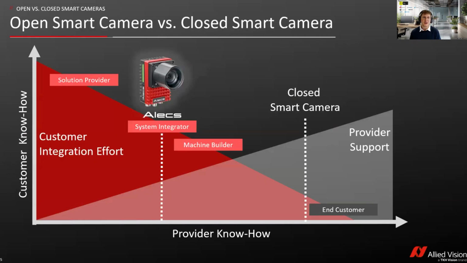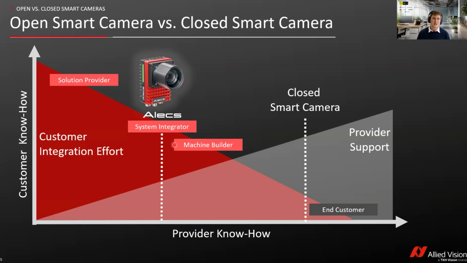To give an overview of where the know-how is and where the know-how should be between closed smart camera systems and open smart camera systems. On the left side, you see the customer know-how is really high at, for example, solution providers. The know-how is at the solution provider because they know how to integrate an open system, but the integration effort is then at the solution provider. A little bit lower at system integrators, also a little bit lower at machine builders, depending on their background.